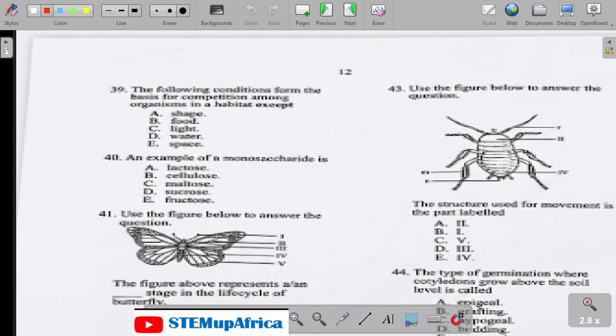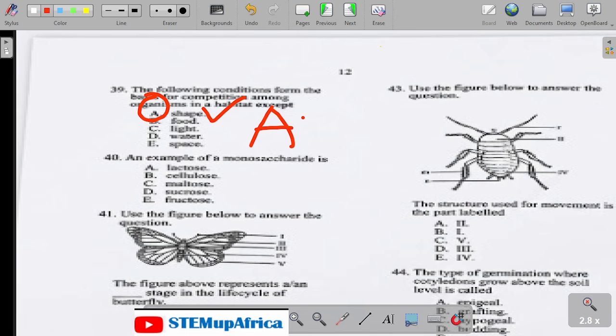39. The following conditions form the basis for competition among organisms in a habitat. We know what competition is: when few resources are competed for by many. So we have the food, the light, water, and space. The only thing that is not here is the shape, which is option A.